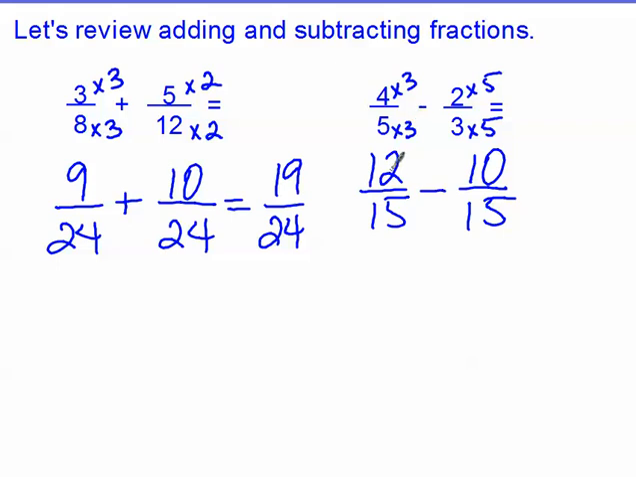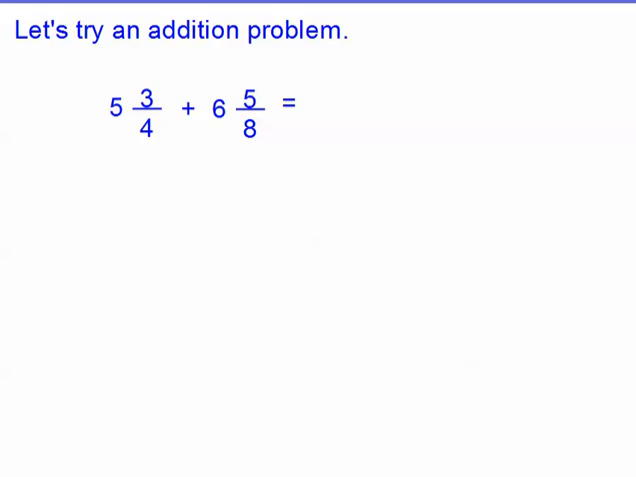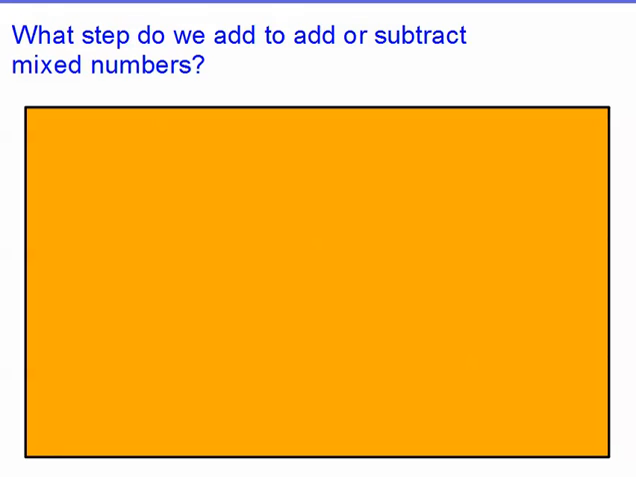So here we now have 12 15ths, take away 10 15ths, so we should end up with 2 15ths left. And 2 and 15 no longer have any common factor other than 1. So it's already simplified. So that's what we do with adding and subtracting fractions. Well, what do you think we would do if we had a mixed number? What's the only thing that I would add into the problem? Well, we still have to do the same type of thing.